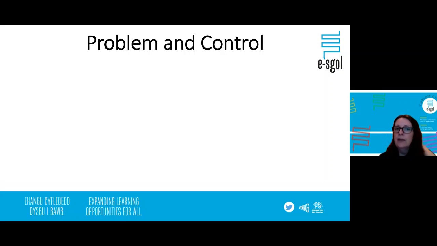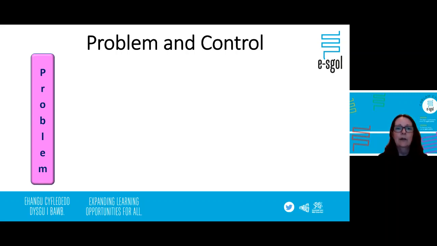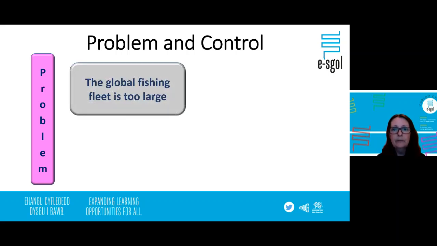And this is one of those areas where, in order to be successful in your exam, it's just a case of learning the problem, learning what we can do to control it, and then putting that into your answer to make sure that you've got enough detail to cover that. So what are the problems with overfishing?